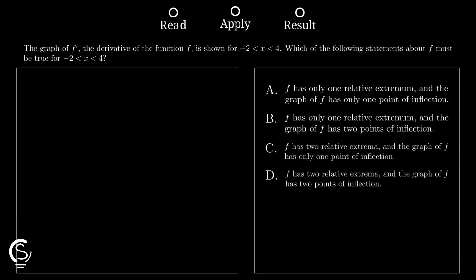First, look for where the derivative graph crosses the x-axis to find relative extrema. Since the graph of f prime only crosses the axis once, f has exactly one relative extremum here.